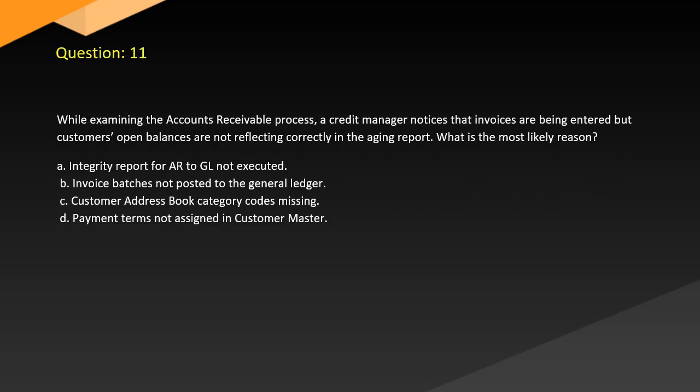Question 11. While examining the accounts receivable process, a credit manager notices that invoices are being entered but customers' open balances are not reflecting correctly in the aging report. What is the most likely reason? A. Integrity report for AR to GL not executed. B. Invoice batches not posted to the general ledger. C. Customer address book category codes missing. D. Payment terms not assigned in customer master.